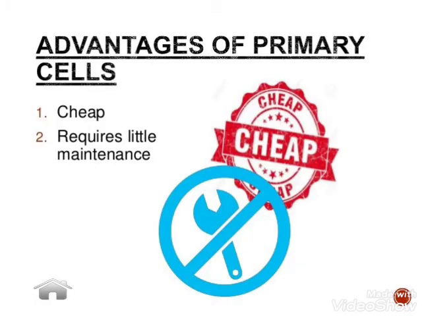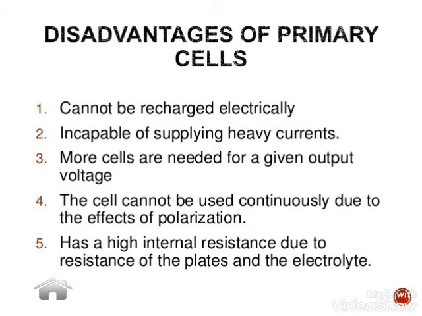What are the advantages of these primary cells? They are cheap, means low cost, and they require very little maintenance, means they are easy to handle. They do not require any special treatment to take care of them. They are quite rough. And what are the disadvantages of the primary cells?